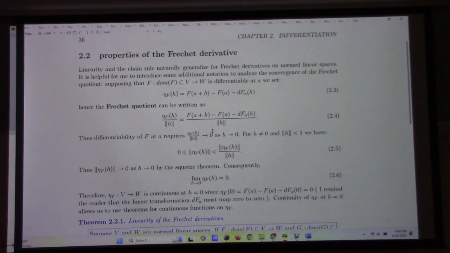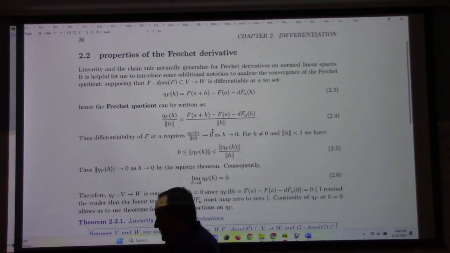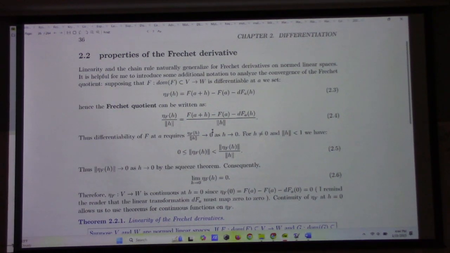But DFA is by assumption a linear transformation. Remember, linear transformation of 0, 0. So yes, this eta sub f has to be a continuous function with limit 0. All right, so that's the backdrop. We'll use that language in the proof that follows.